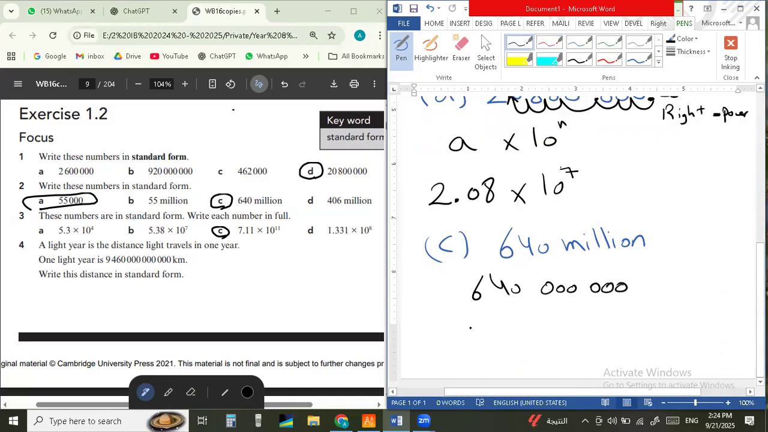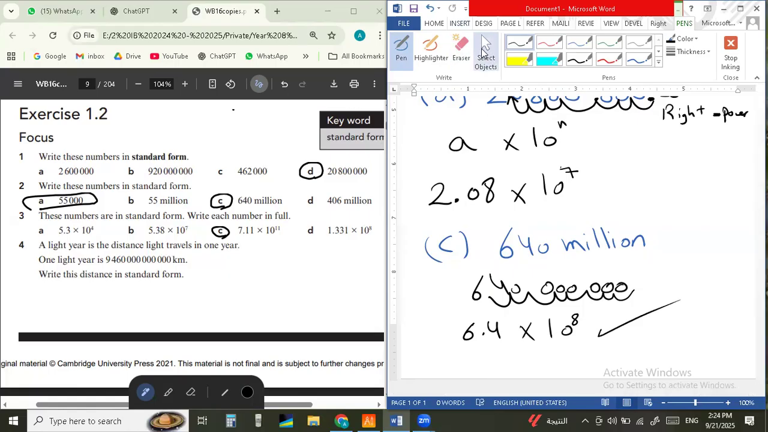So here I'm going to do it 6.4 because I need a number that is between 1 and 10 times 10 to the power of, let's see. I moved the decimal point from here. 1, 2, 3, 4, 5, 6, 7, 8. I moved it 8 digits to the left. So it is going to be positive 8 because we agreed left is positive power. So it's 6.4 times 10 to the power of 8.